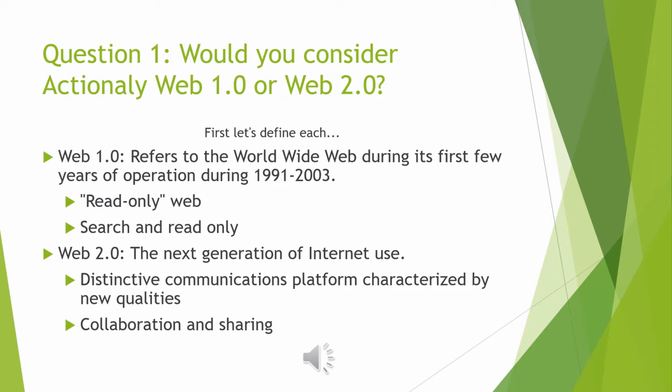like we have today, which leads us to Web 2.0, the next generation of internet use. A distinctive communication platform characterized by new qualities: collaborating and sharing, you're interacting, you're involved with what is happening, which is what we're mostly familiar with. An example of Web 1.0 would be a personal site where it just has the information of the site owner and that's it. There's no adding, there's no changing, there's no feedback on this whatsoever. An example of 2.0 would be like social media.